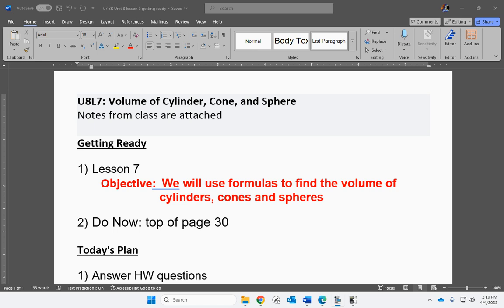So today we are on lesson 7 and we will be using formulas to find the volume of cylinders, cones, and spheres. So you'll see that today really isn't too tough of a day. As long as you know the name of the shape, you can find the correct formula and substitute in numbers. So what you do now is at the top of page 30. If you could work on that, and then I'll go over it in a minute.